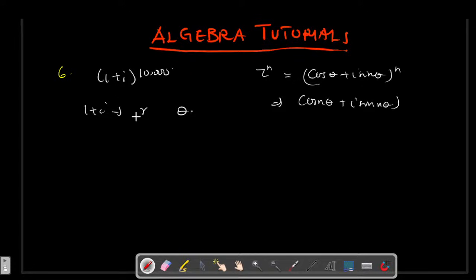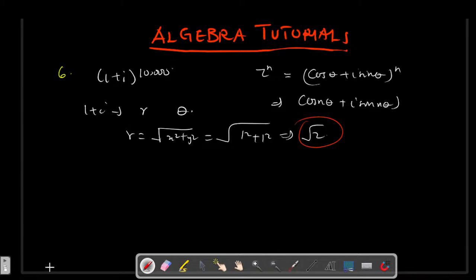r is the modulus, which is equal to the square root of x squared plus y squared. This gives me 1 squared plus 1 squared because the coefficient of each is 1. And I'm going to have square root of 2, right? So meaning our r is square root of 2, noted down. The next thing to do is to find our theta. Our theta is simply equal to tan inverse of the coefficient of our imaginary, 1 over 1, or which we say tan inverse of y over x. Tan inverse of 1 is what?